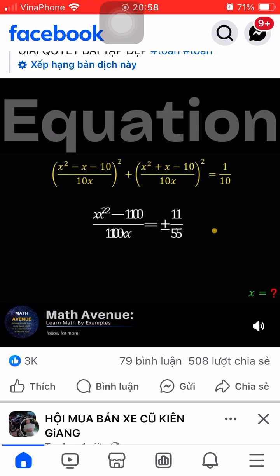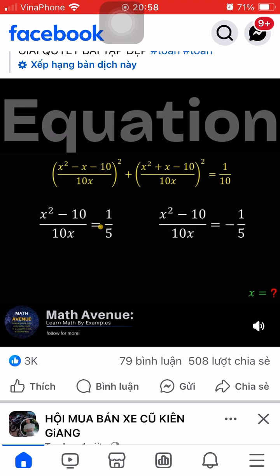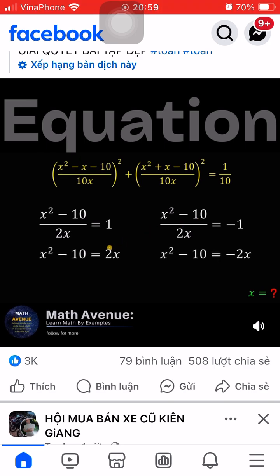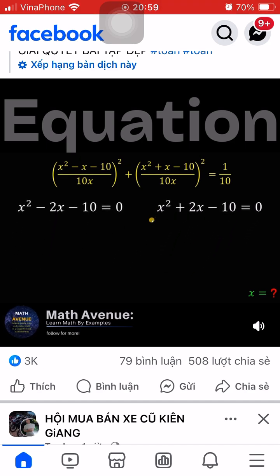So we found two equations consisting of x. So we have this equals 1 over 5, and the other one is equivalent to negative 1 over 5. Now, let's simplify first. Let's multiply both sides by 5. And then multiply both sides by 2x. And then equate this to 0. So we have two quadratic equations. x squared minus 2x minus 10 equals 0. And x squared plus 2x minus 10 equals 0. Now, let's focus on these two quadratic equations. And now, finally, let's solve for the value of x.